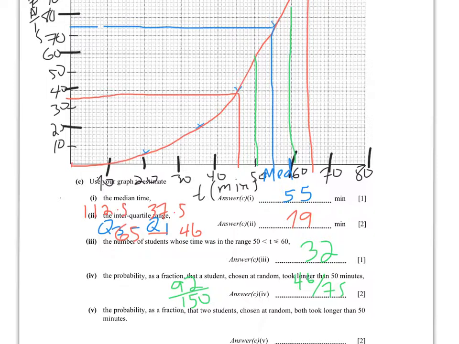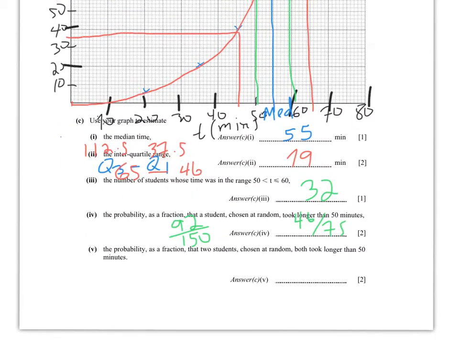Probability, as a fraction, that 2 students chosen at random both took longer than 50 minutes. Again, this is an older exam. We're not replacing students here when we do this calculation, so I think it's actually 46 over 75 times, reduce the numerator and denominator, without replacement it's called, 45 over 74, so that's an and. 2 students were chosen at random and both took less than 50 minutes. Big numbers there in the numerator and denominator. I'll let you crank those out.